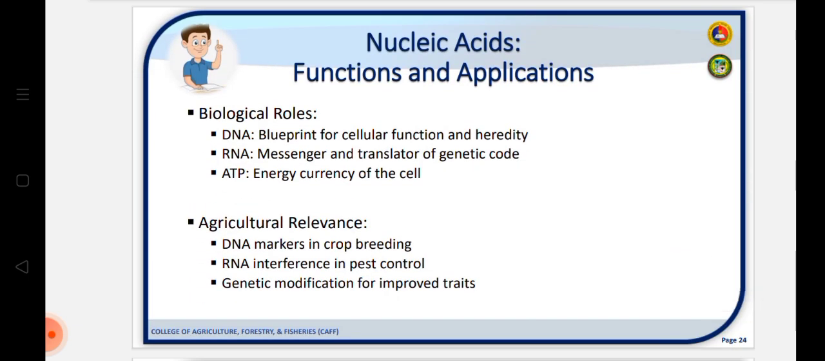Now let's move on to the function and applications of nucleic acids. Nucleic acids are the molecular foundation of life, right? So each type plays a distinct role. For example, we have DNA. They act as the blueprint for cellular function and heredity.